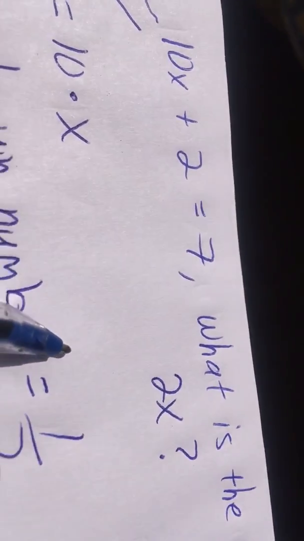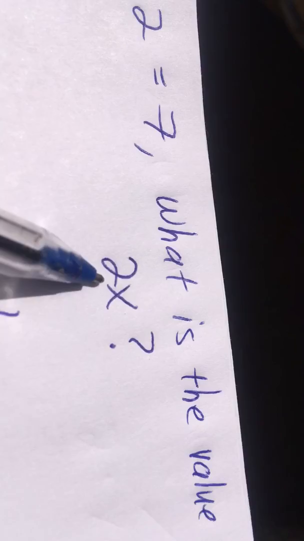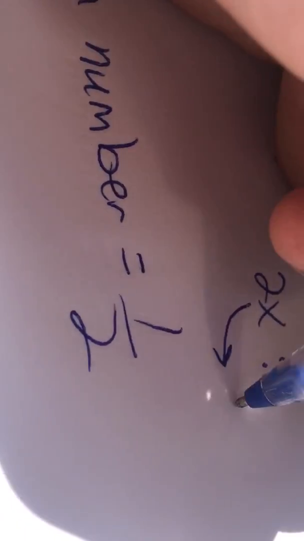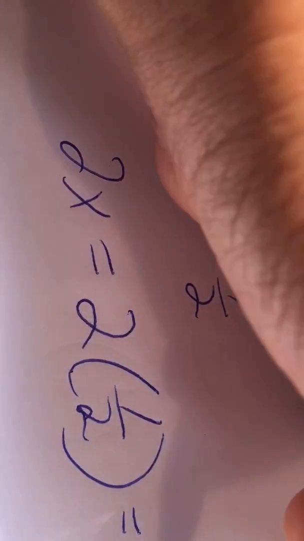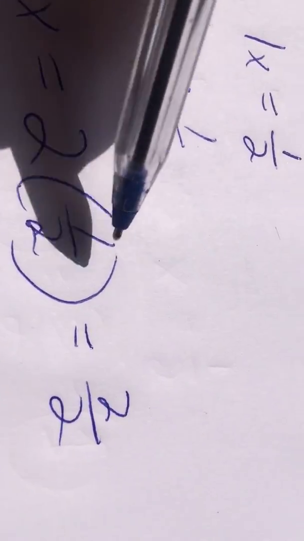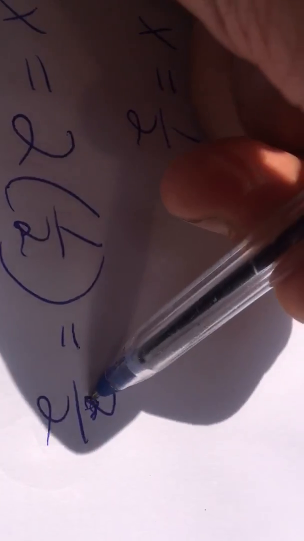But are we done? No, because it says, what is the value of 2x? In other words, what is the value of 2 times x? 2 times x. So if we know x is 1/2, 2x will be 2 times 1/2. So you can either plug this in your calculator or just think about it as 2 over 2. 2 times 1/2 equals 2 over 2.